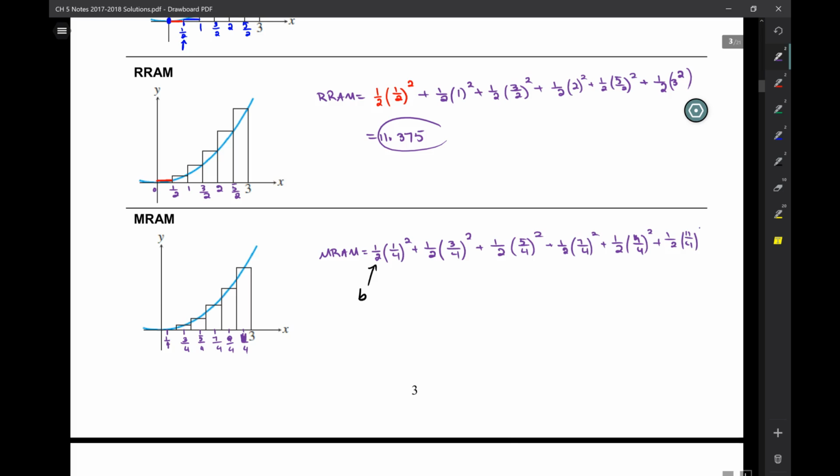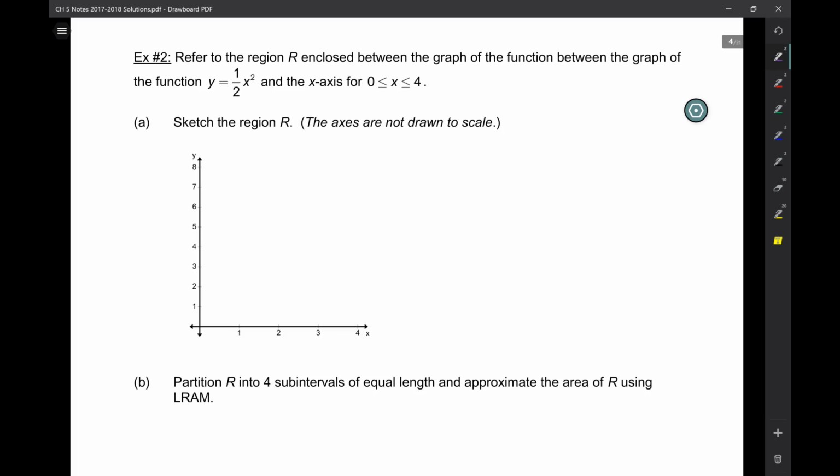Now, this is going to be 8.938. What's the number, the next one over from 7/4? 9/4, 11/4. This was the middle one, the most accurate. So that one was a baby one. Okay.